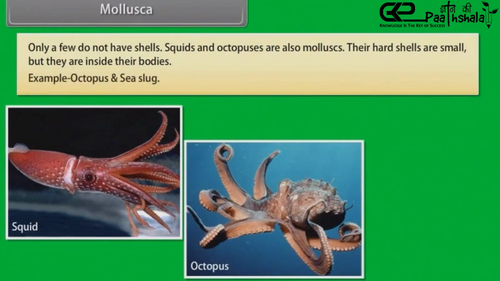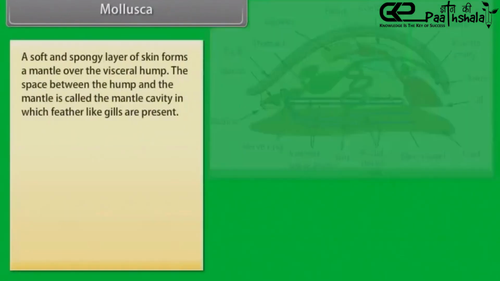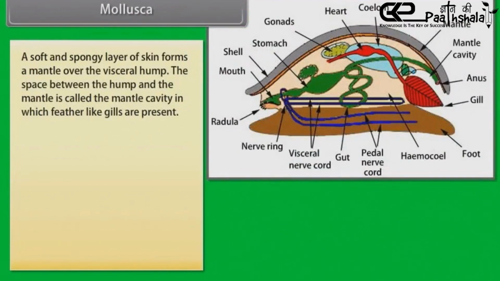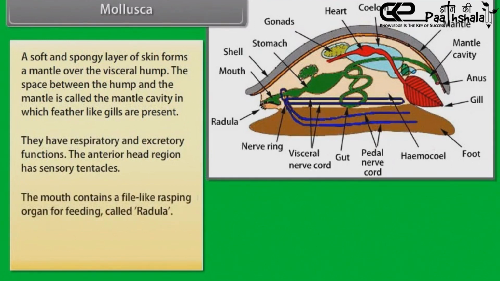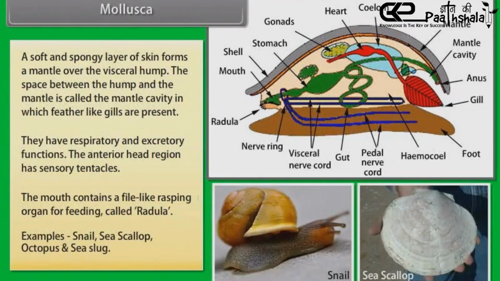Example: octopus and sea slug. A soft and spongy layer of skin forms a mantle over the visceral hump. The space between the hump and the mantle is called the mantle cavity, in which feather-like gills are present. They have respiratory and excretory functions. The anterior head region has sensory tentacles. The mouth contains a file-like rasping organ for feeding called radula. Examples: snail and sea scallop, octopus and sea slug.